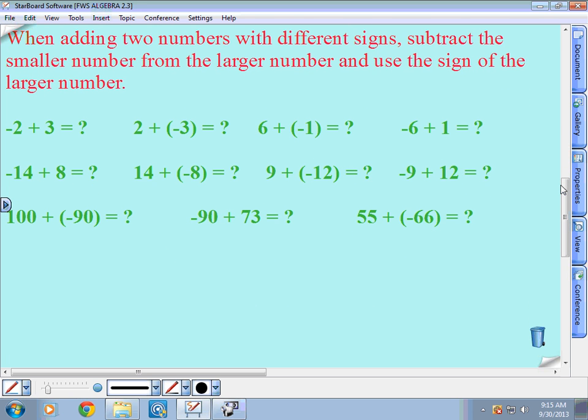So when you're adding two numbers with different signs, just subtract the smaller number from the larger number, and then use the sign of the larger number. All right, so let's go around the room. We'll start with Desiree. -2 plus 3. 5. No, 1. Right. 3 minus 2, the larger number minus the smaller number, gives you 1, and we use the sign, which is positive, of the larger number. So it's just 1. Very good.